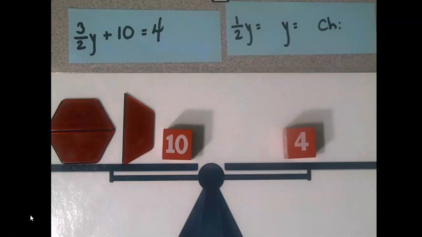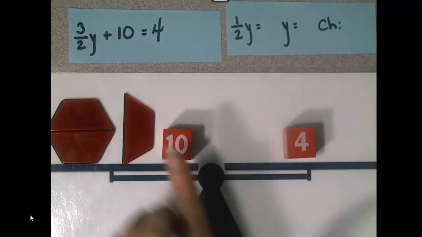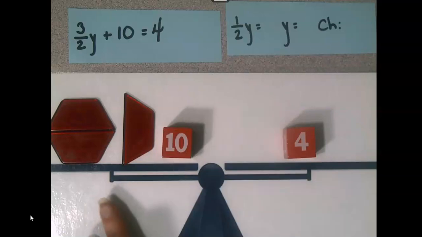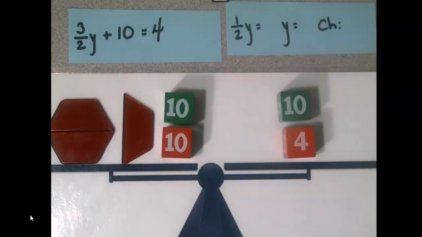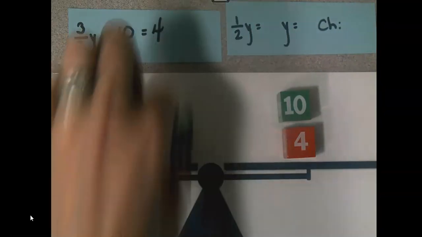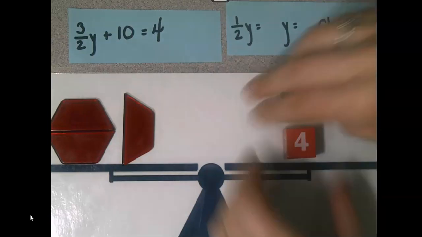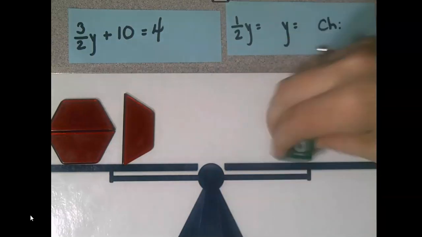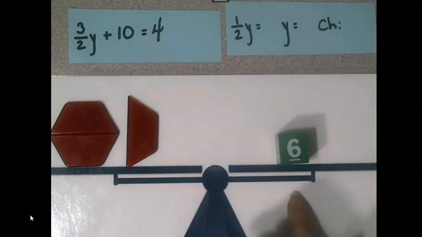So our goal is to have fractions blocks on only one side of our scale. To do that, we need to get rid of this 10, which is on the left side of my scale with my fractions blocks. To do that, I can add a negative 10 to each side. So these two cancel each other out, and a 4 and a negative 10 result in a negative 6. So I now have that 3/2 y equals 6.